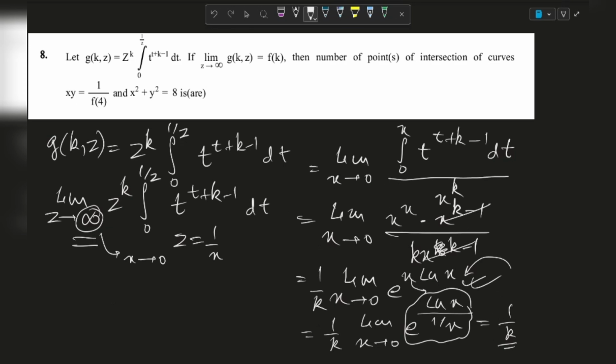And haven't they given something? Okay, we have f of 4. This limit came out to be 1 by k. This was f of k. So basically our f of 4 is 1 by 4, so k will be 4. So basically xy is equal to 4 and x squared plus y squared equal to 8. This is a rectangular hyperbola and this is a circle. We have to find out the points of intersection of these two curves. So we will solve it now.